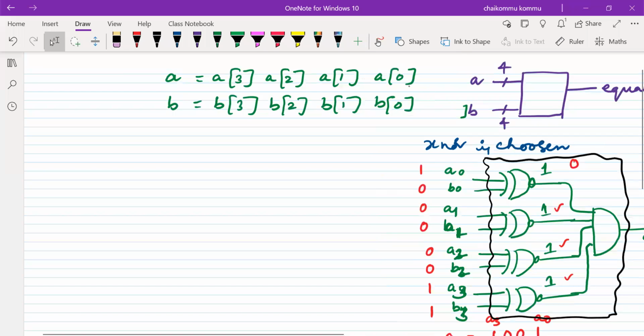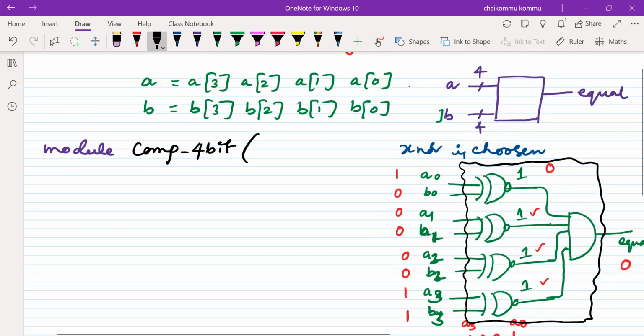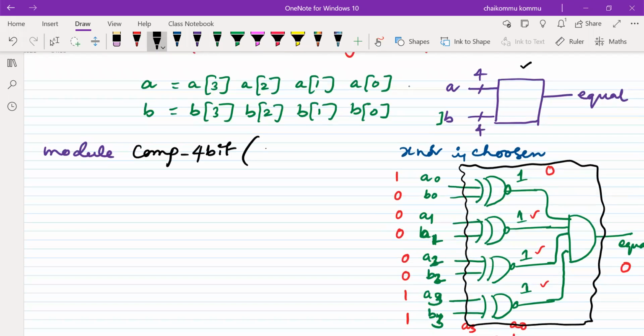Okay, we start quickly. Let us write a module comparator, for example comp_4bit. I'll write it this way, but you can write anything you wish. What are the inputs here? Based on this, we can write the external view. A is one input, B is one input, and equal is the output. I can write the complete word also, it doesn't matter, for the sake of simplicity and understanding.